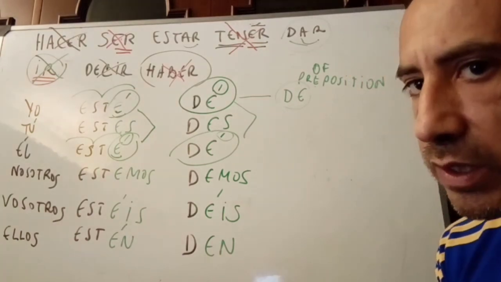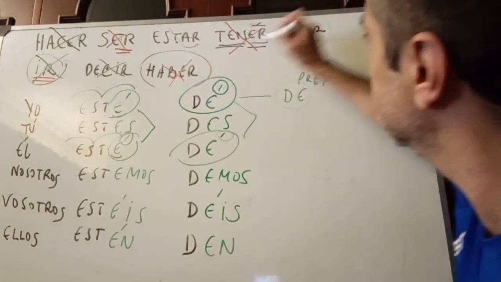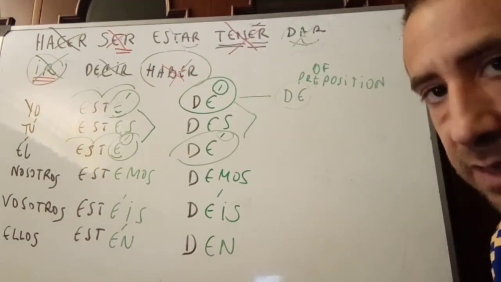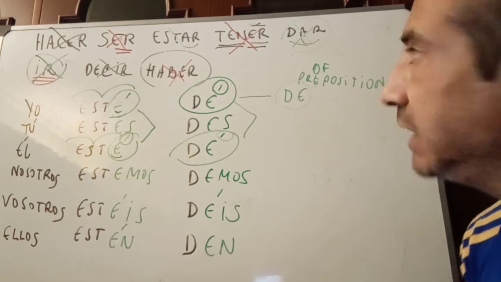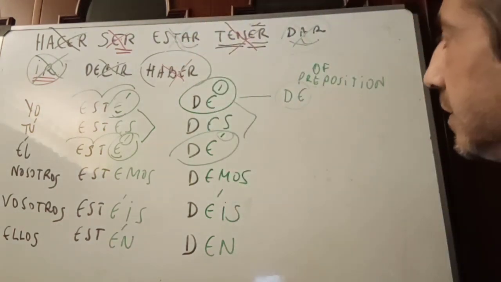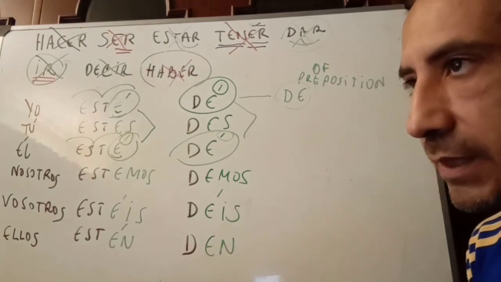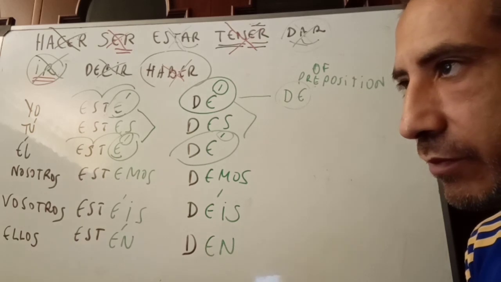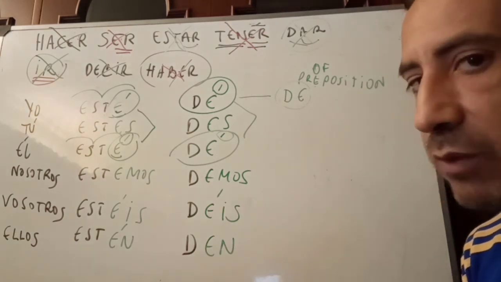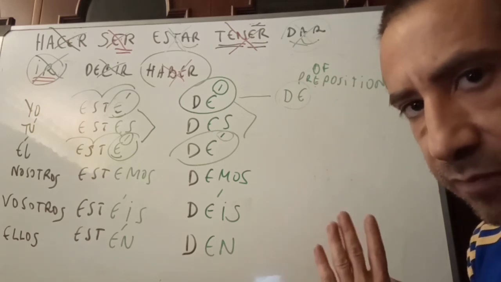Well, people, it's all for today. We saw very useful verbs that we conjugate all the time in Spanish, every day. There are, of course, other important irregular verbs, but for now, let's stop here.